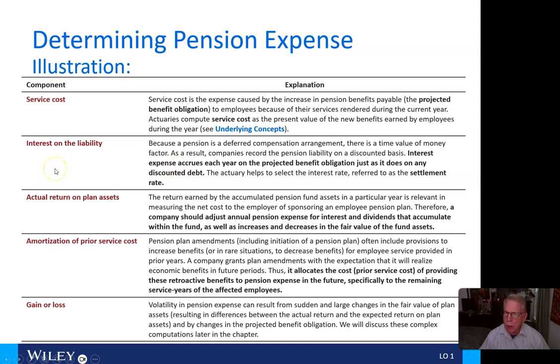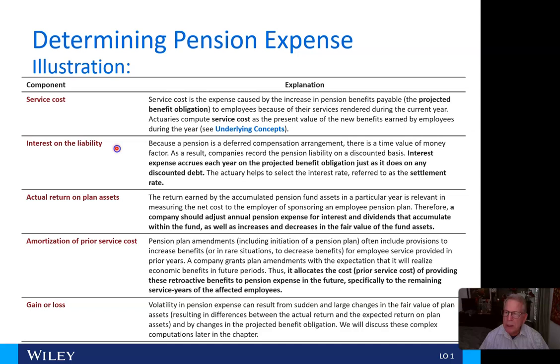Several components are involved in pension expense. The first one is service cost, and that is an expense caused by the increase in pension benefits, the projected benefit obligation, to employees because of their services rendered during the current year. Actuaries compute service cost as the present value of the new benefits earned by employees during the year.